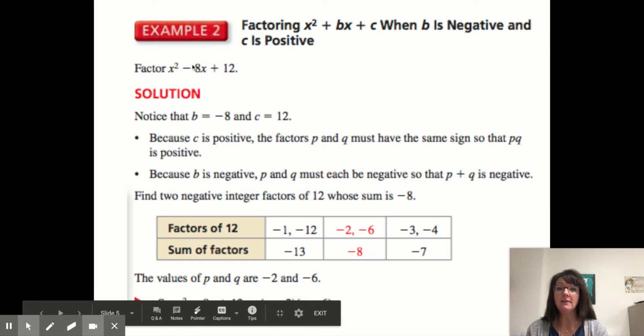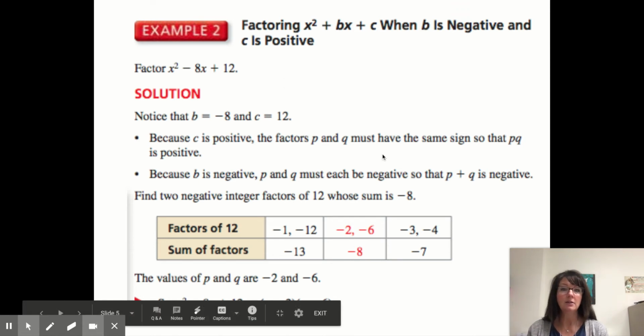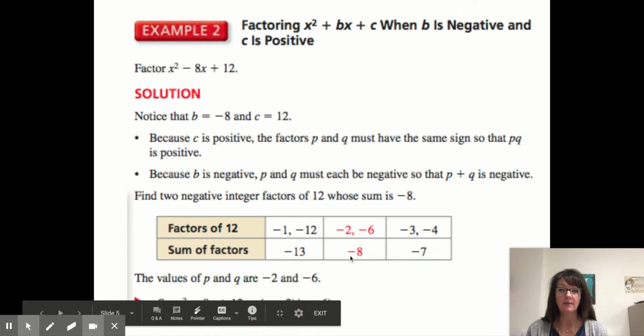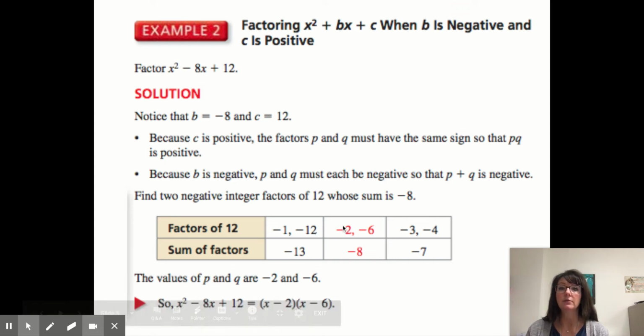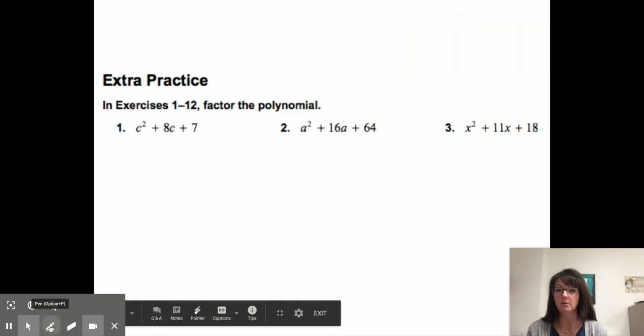Now if B is negative, remember, two negatives can be equal to a positive product. So if B is negative, then we're dealing with both negatives. So again, you're looking for the factors of 12 that are going to sum to a negative 8. And in this case, we know they're going to be both negative factors. Negative 2 times negative 6 will give us a product of positive 12, and negative 2 plus negative 6 gives us a sum of negative 8. And then we can see that we have x minus 2 times x minus 6 here. So I'm going to move right along to where we can get to our practice.